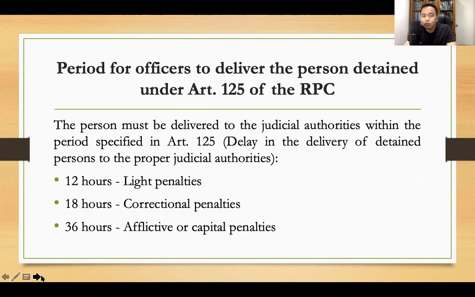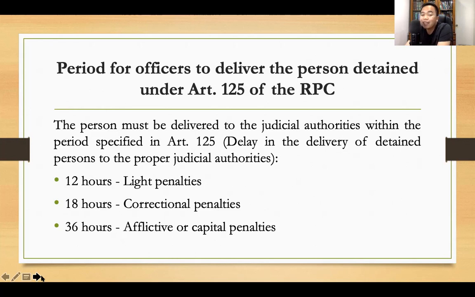Now, what is the period for officers to deliver the person detained under Article 125 of the Revised Penal Code? Anong gagawin mo pag nakahuli ka? Yan ang ibig sabihin niya. The person must be delivered to the judicial authorities within the period specified under Article 125. Memorize Article 125. Article 125 is the delay in the delivery of detained persons to the proper judicial authorities. Kailangan magsampa ka ng kaso. Ngayon mo inaresto, bibilangin mo na yan. Yung oras na yan. Kailangan sa oras na yan, makapagsampa ka na ng kaso sa piskalya.